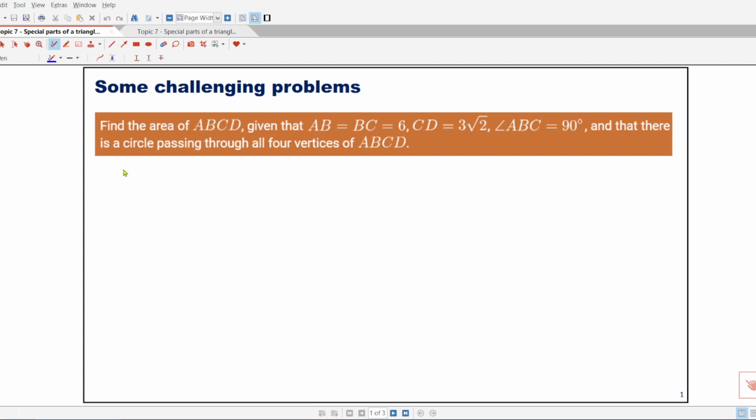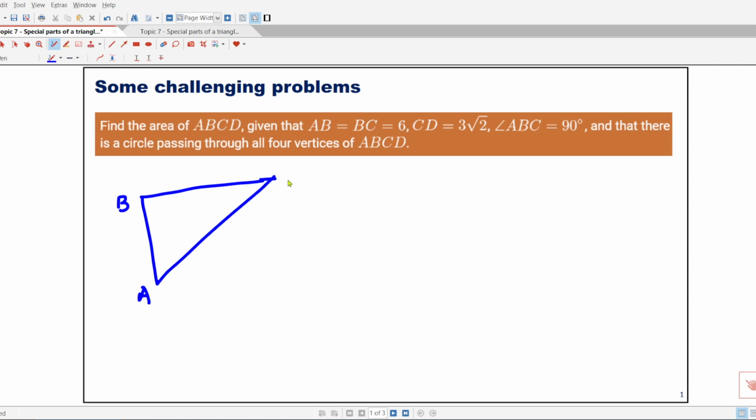So question 1, find the area of ABCD given that AB equals BC equals 6 and CD equals 3 square root 2 and angle ABC is 90 degrees. Okay, so basically we have a right triangle ABC, right? And angle B is here.